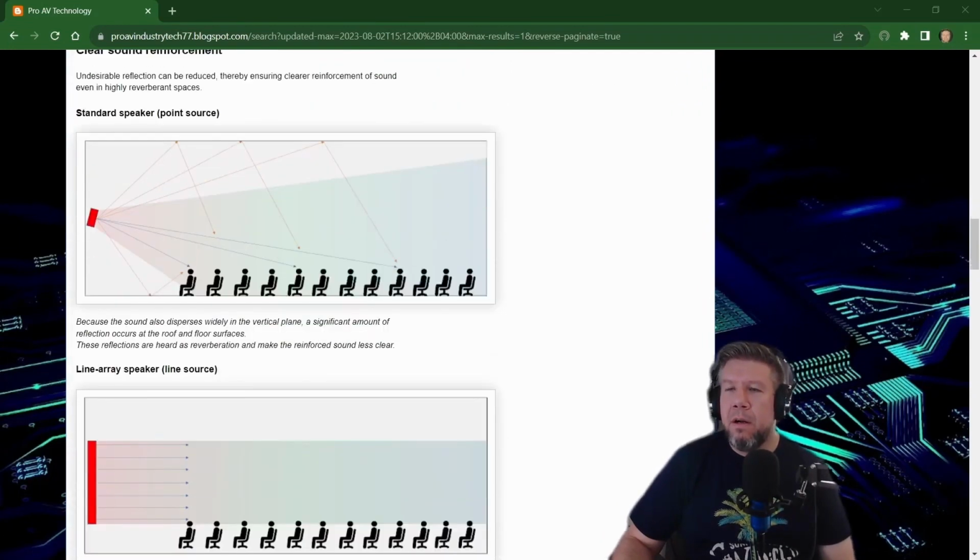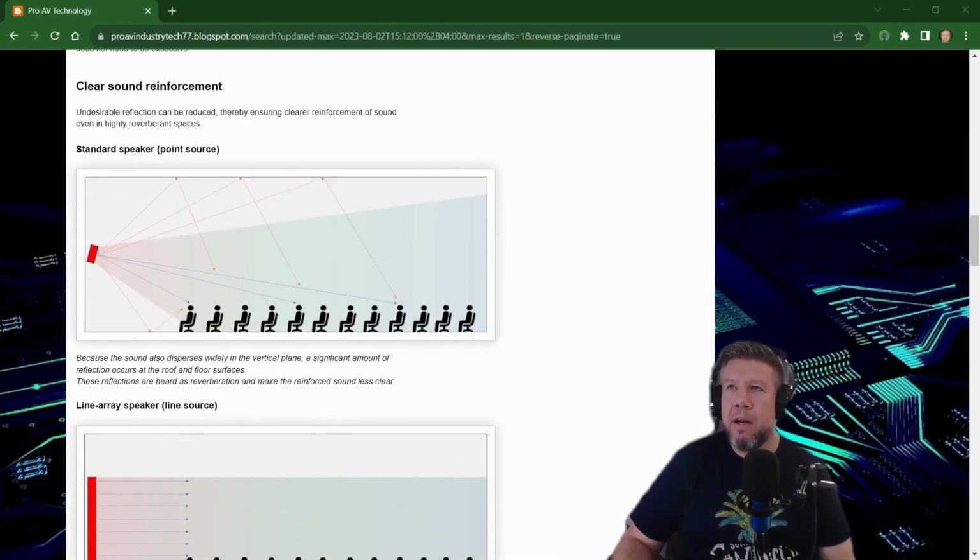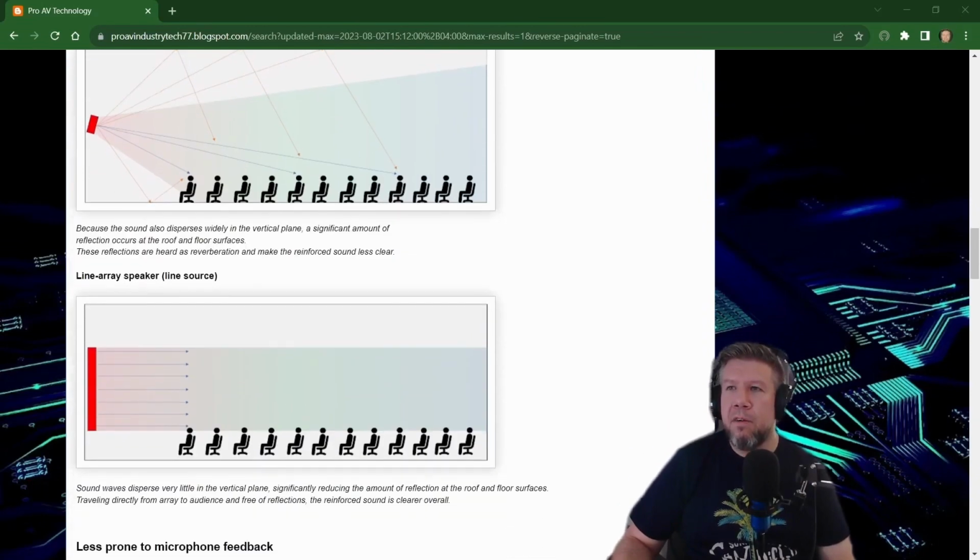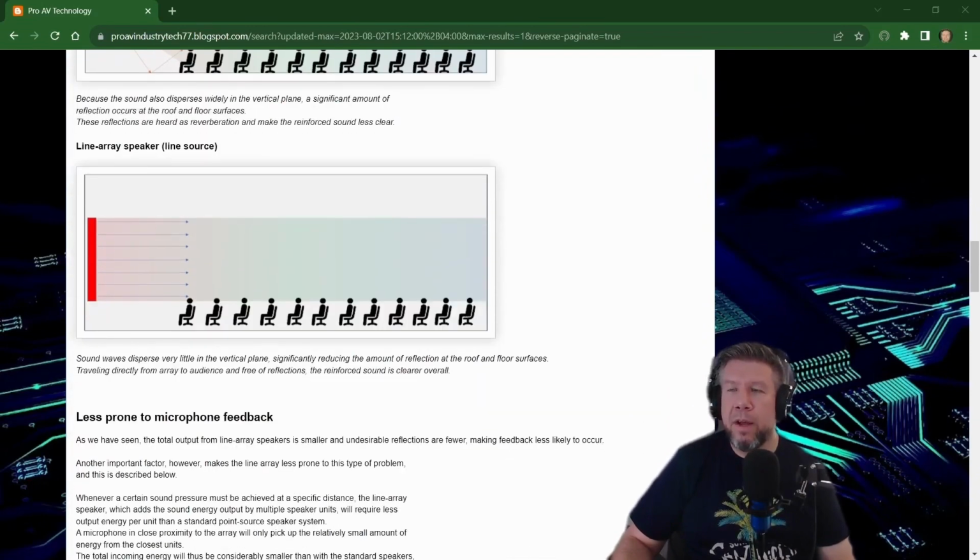Now, differences between point source and line array systems in terms of clear sound reinforcement. As you can see with this diagram, if you've got a point source speaker in the hall, that speaker will tend to reflect off every single surface in the room, the floor, the ceiling, it doesn't matter where, which means it's not a very direct sound. A line array system is definitely a lot more direct, because you can fine-tune that system, and it's been designed in such a way that the sound waves disperse a lot less in the vertical plane compared to a point source speaker.